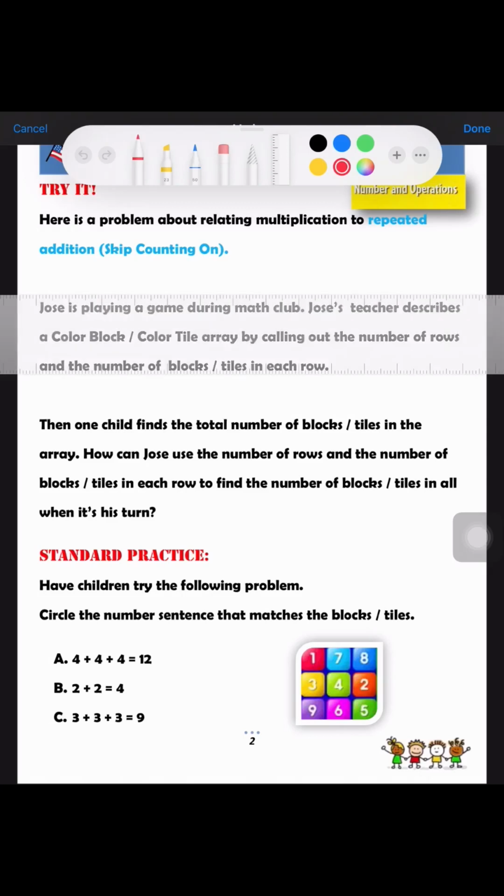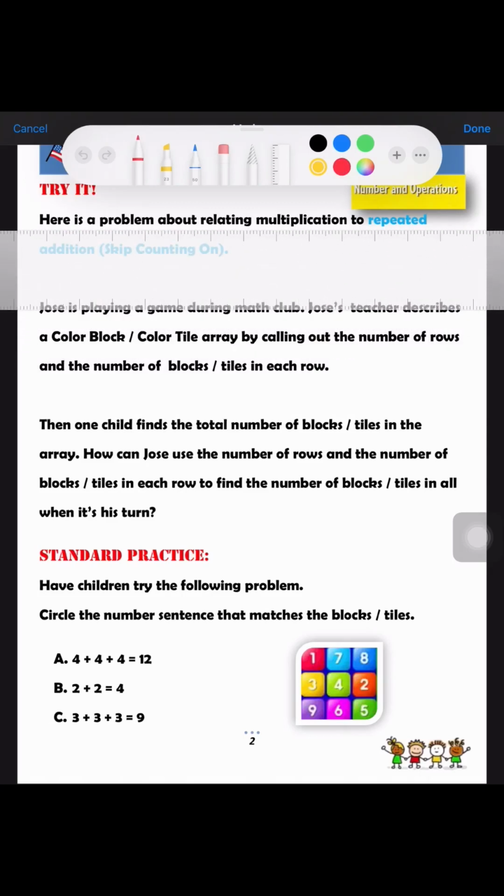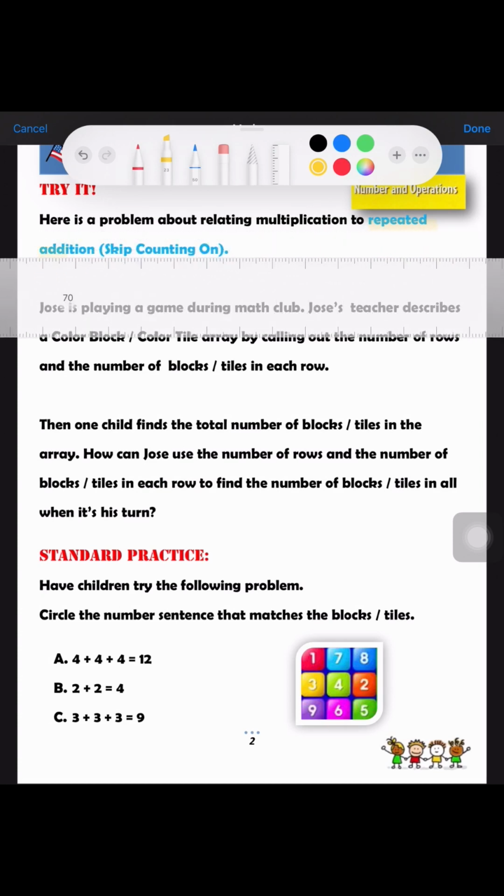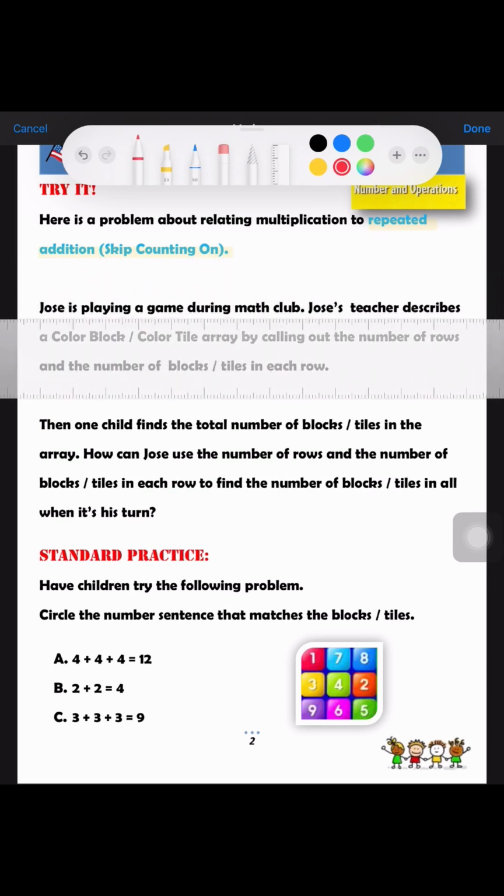Hi kids! Please take a look at page 2, and here we got the problems about relating multiplication to repeated additions, which is keep counting on. So take a look at the problems below.